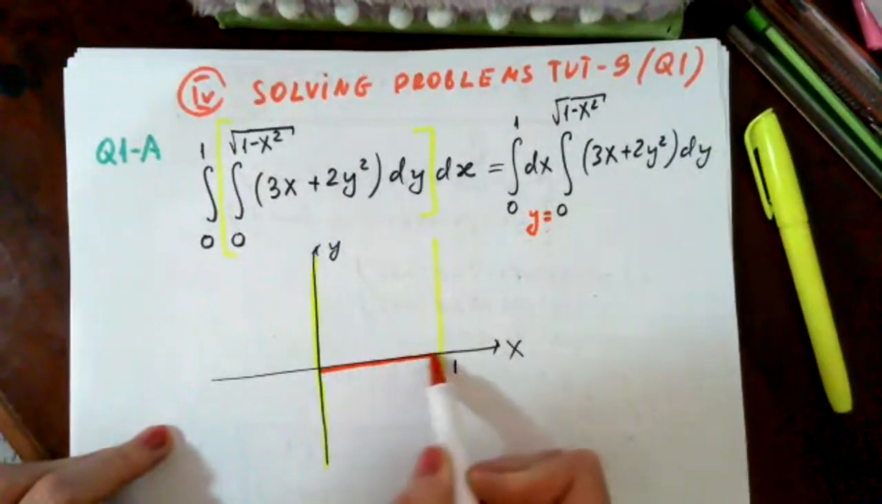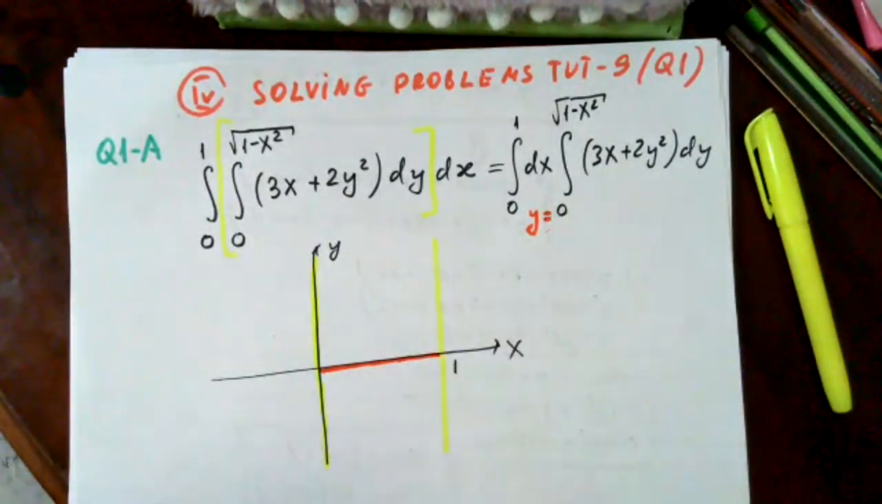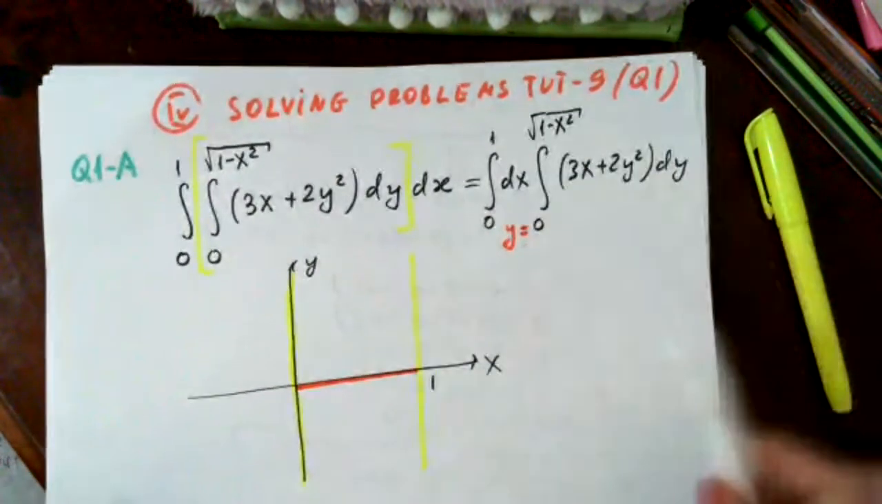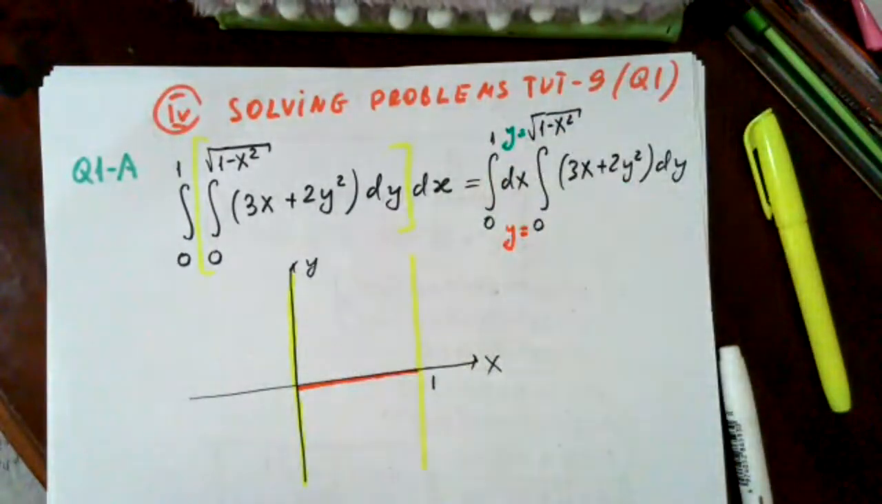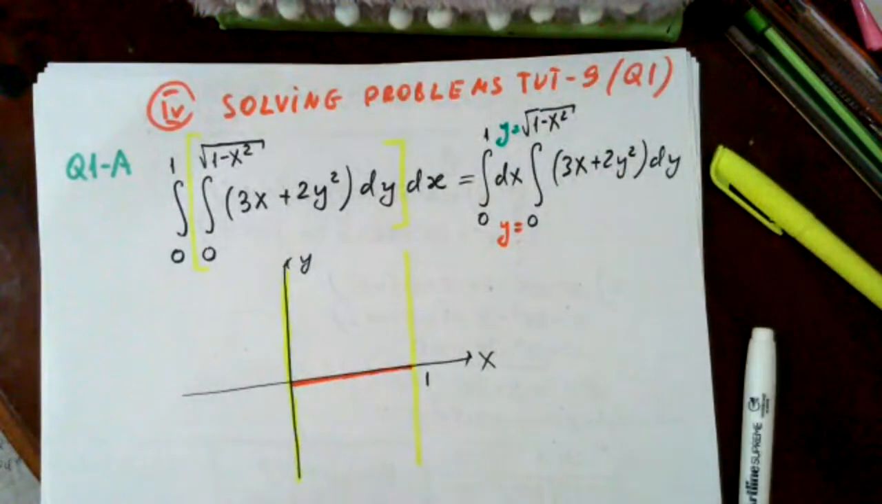So y is equal to 0 is this one. Y is equal to 0. What about the upper boundary? The upper boundary is represented by this equation, but it doesn't look very beautiful, I'm afraid.